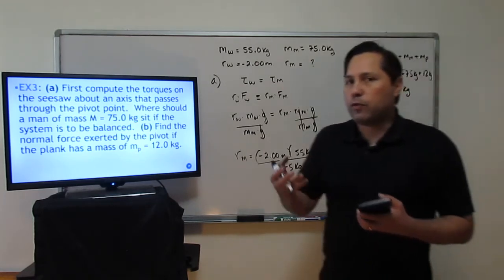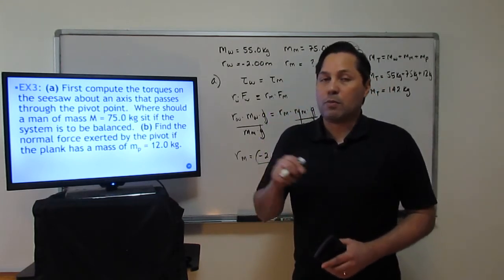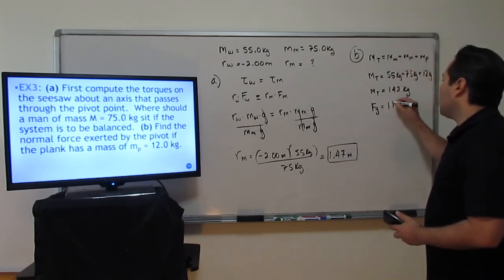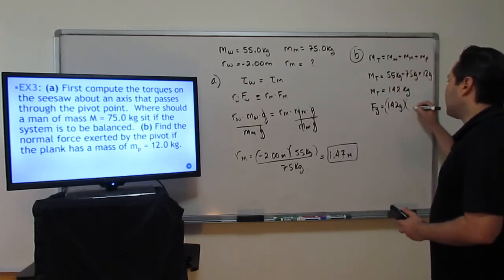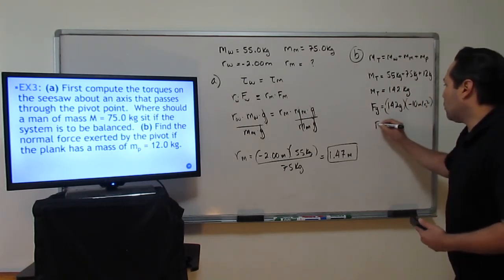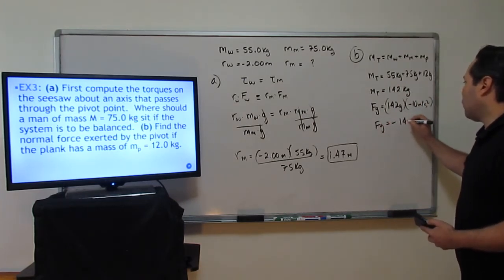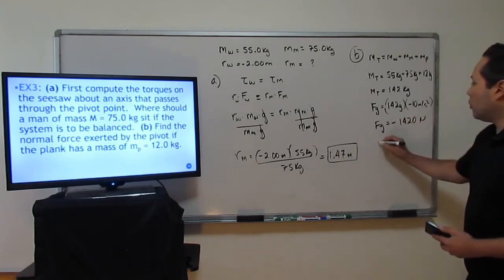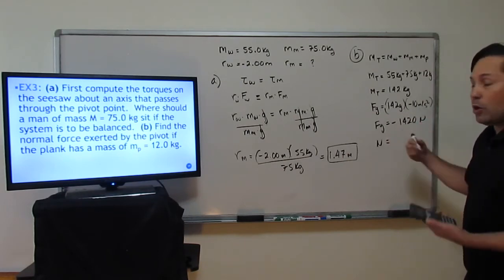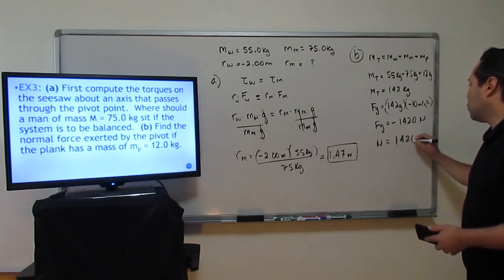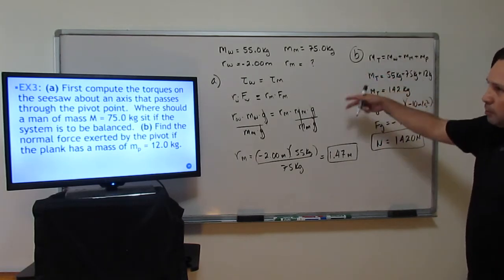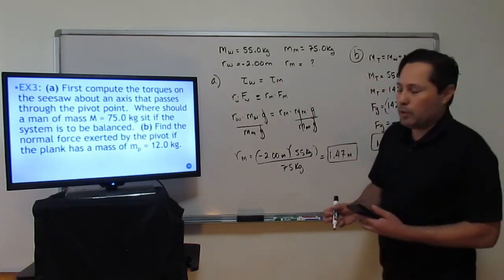So how much force are they exerting due to gravity? It's going to be mass times gravity. So force due to gravity is going to be 142 multiplied by acceleration due to gravity, negative 10 meters per second squared. So that's going to be negative 1,420 newtons. Therefore the normal force is going to be the same in magnitude, opposite in direction, 1420 newtons. And that is your answer for part B. That takes care of this example 3.